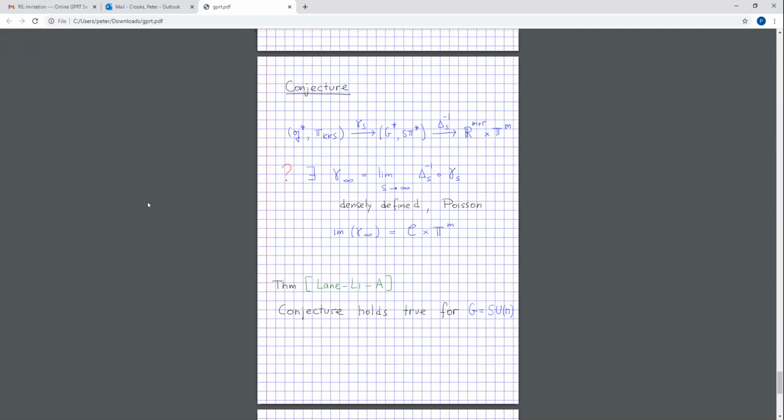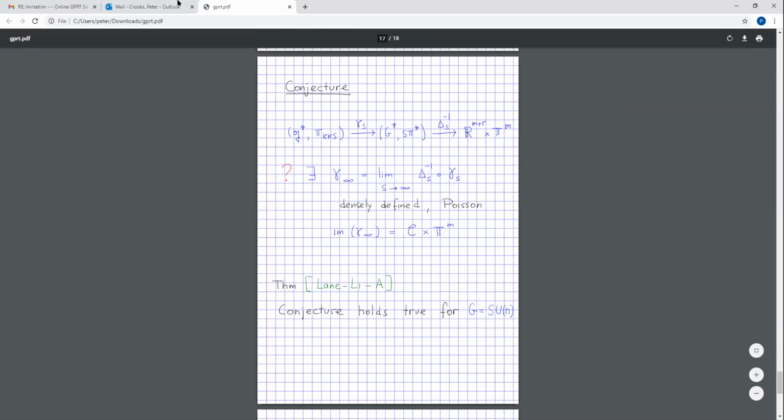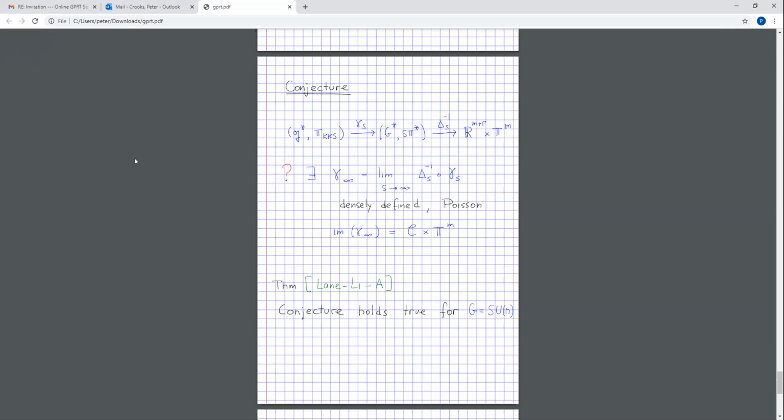So suppose we choose some gamma. Then we can compose it with this delta S minus 1. So we'll get in that way a map from linear Poisson structure on small g star to constant Poisson structure on this product of the vector space and the torus. Now we hope that there exists a gamma such that the limit when S goes to infinity exists.